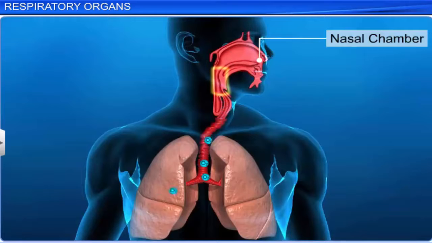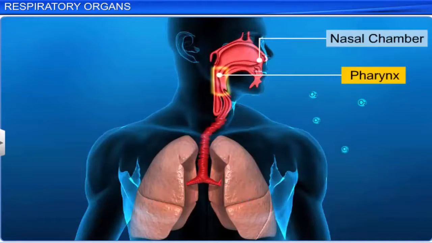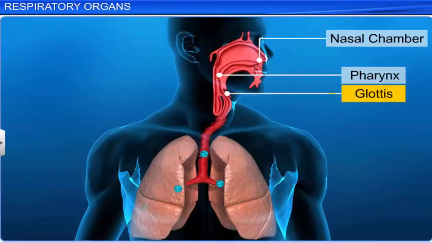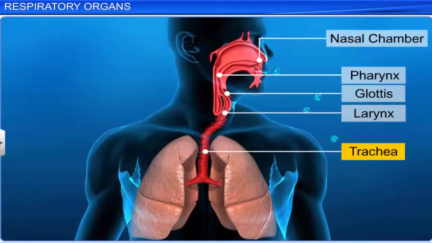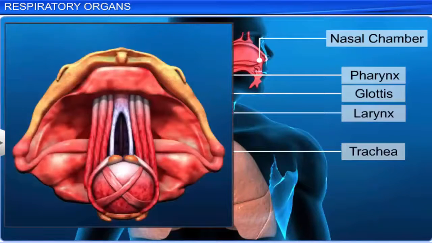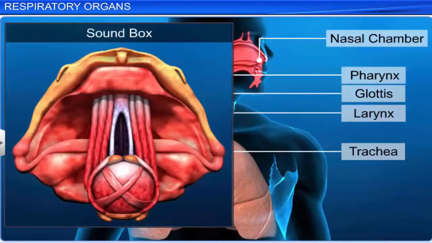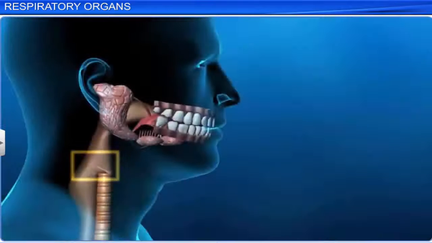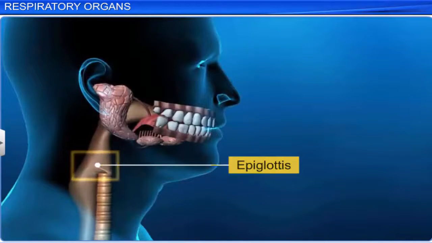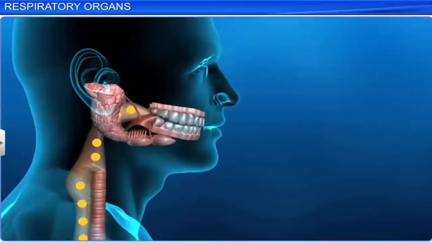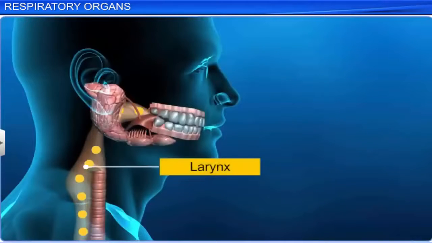The nasal chamber opens into the pharynx, which is the common passage for food and air. The pharynx opens through the glottis of the larynx region into the trachea. The larynx is a cartilaginous box, also called the sound box, because it helps in sound production. The glottis is covered by a thin, elastic cartilaginous flap called the epiglottis that prevents the entry of food into the larynx.